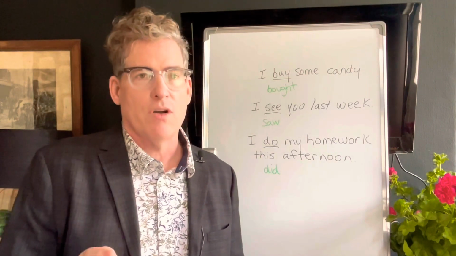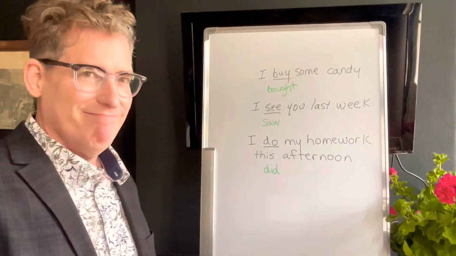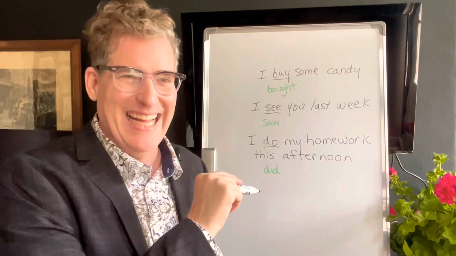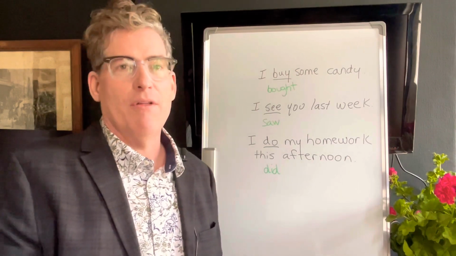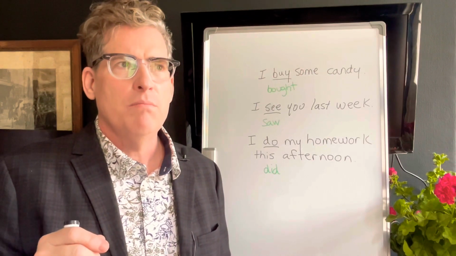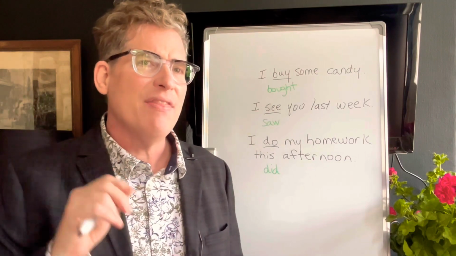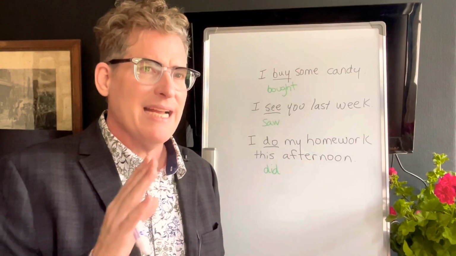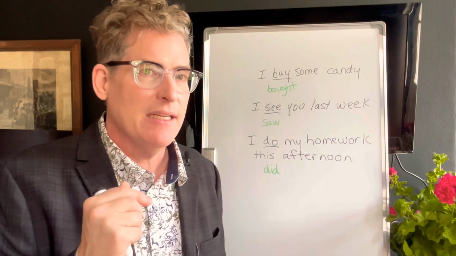Now, there's one other verb that I wanted to speak to you about. Can you guess which verb it is? Speak. I used it. I speak to you about things. I speak to my wife. I speak to my children. But what if I want to say, I did that this morning? I speak with my mom this morning. Doesn't sound right, does it?